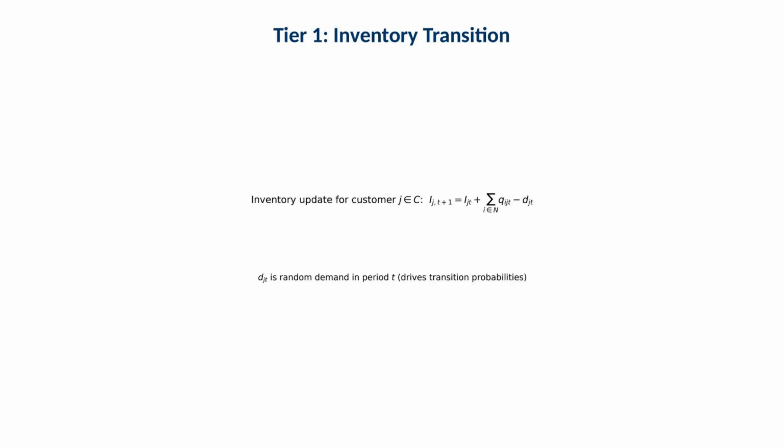This slide shows the inventory transition. After deliveries, random customer demand consumes inventory, and that creates the next state. This update rule prevents hand-waving. It is the explicit link between today's routing decision and tomorrow's inventory risk.